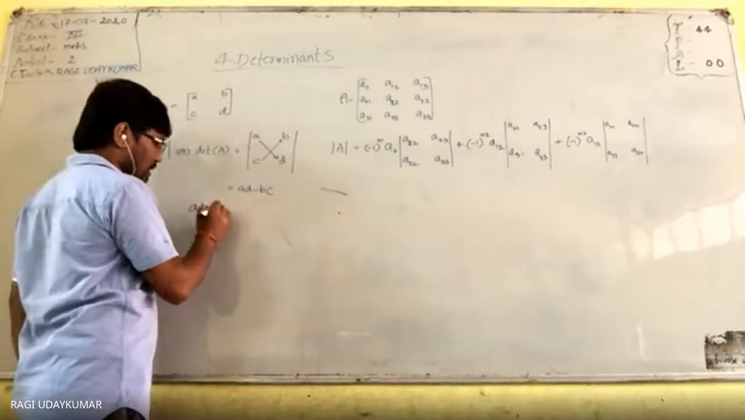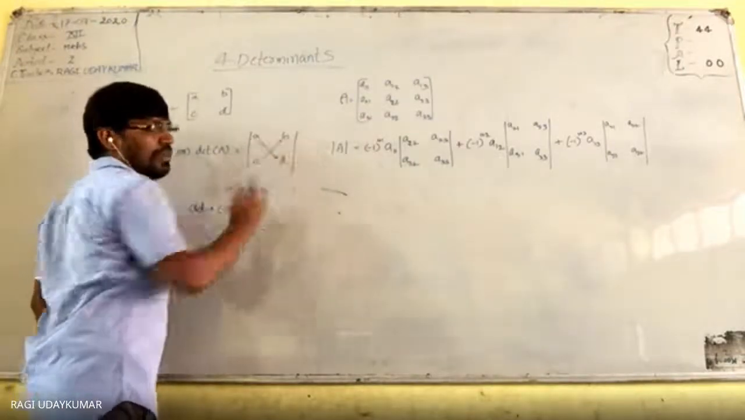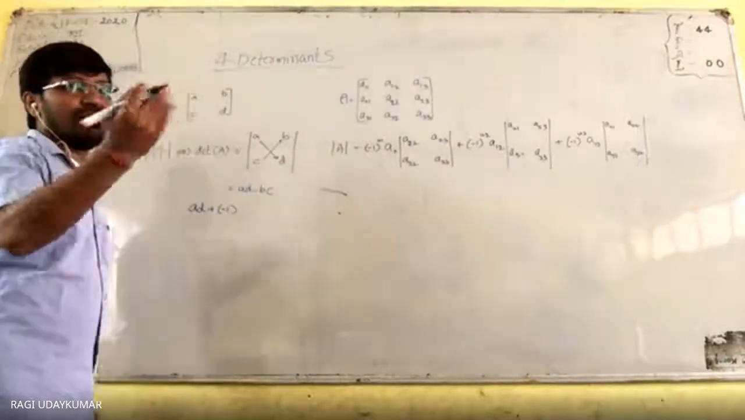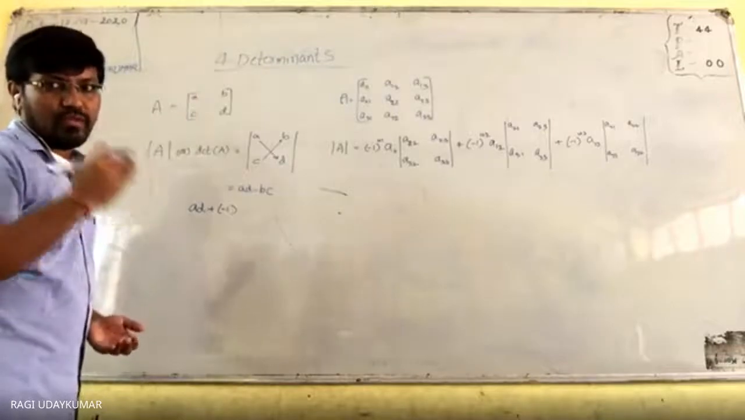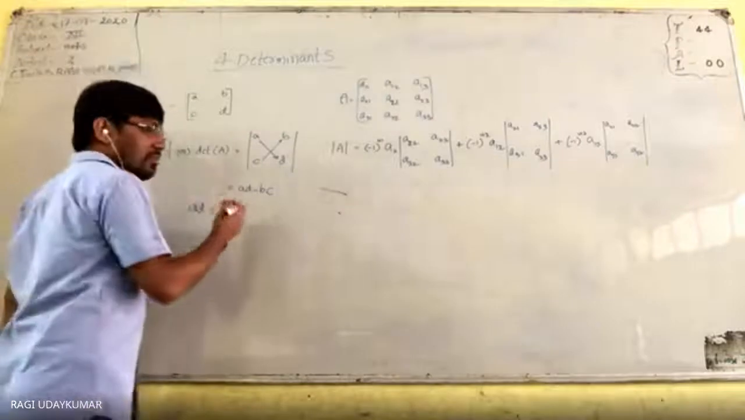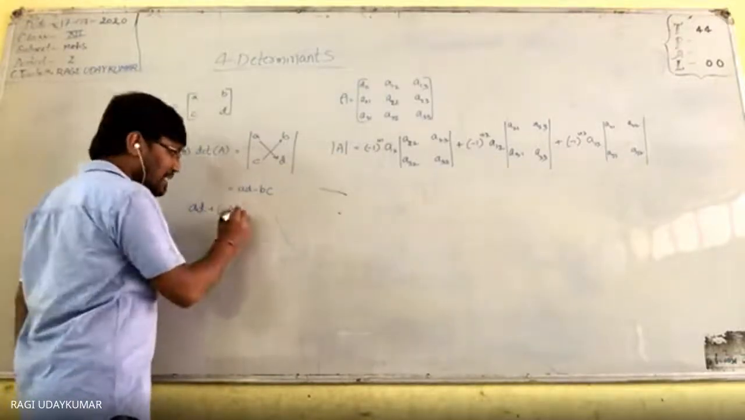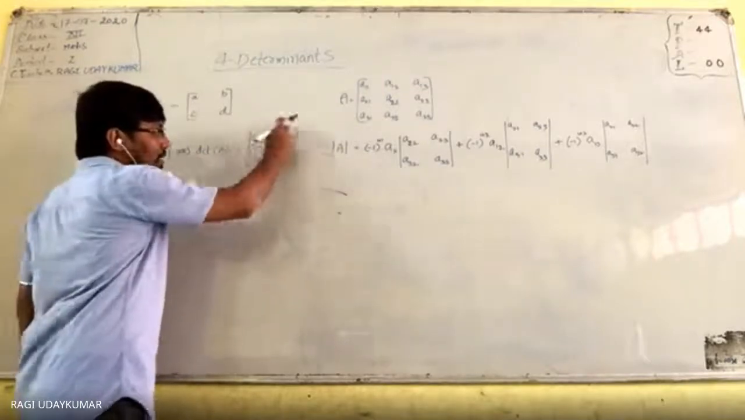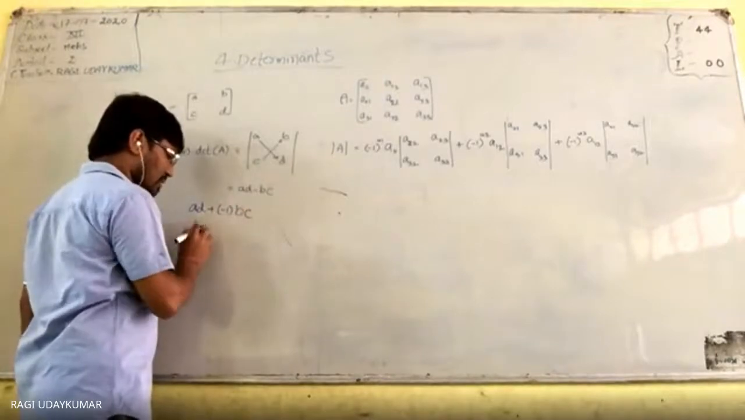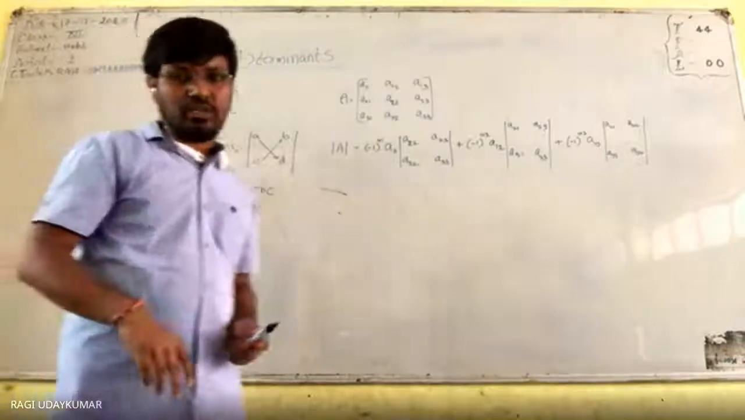Why do you get plus actually? Plus, actually. Minus 1 to the power of this place element. What is that place? First row, second column. Minus 1 to the power of 1 plus 2, which is minus 1 to the power of 3, which is minus 1. So you will get minus 1 here, and that place element B into the determinant after deleting its row and column, then what do you get? C. So you will get AD minus BC. Why do we get this as AD minus BC? Same procedure you need to follow.